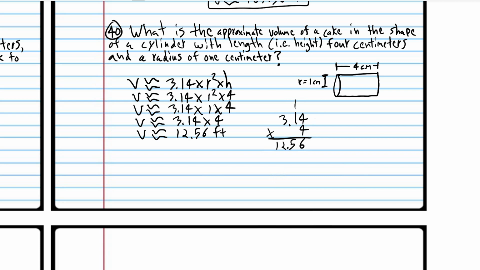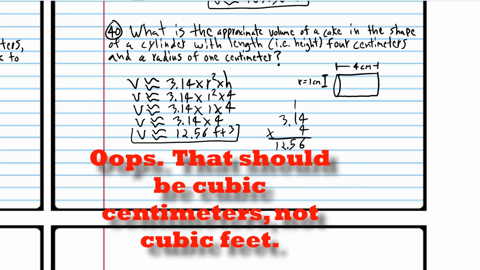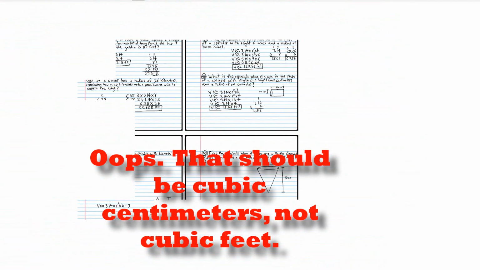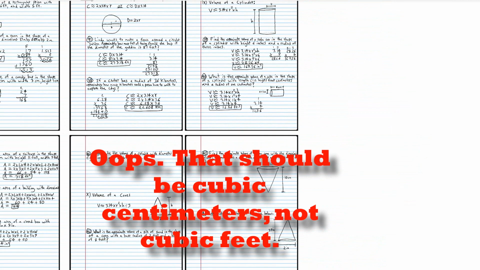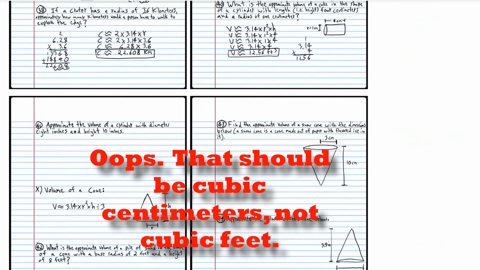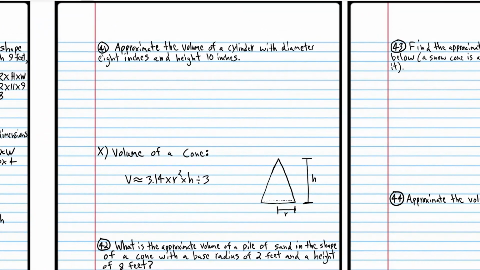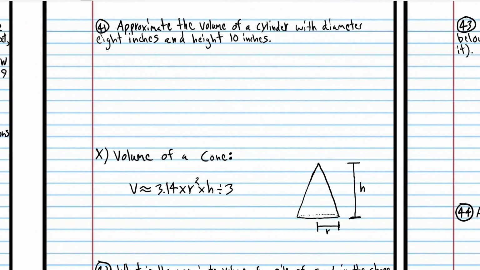And it's going to be feet cubed, cubic feet. All right. Approximate the volume of a cylinder with diameter 8 inches and height 10 inches.